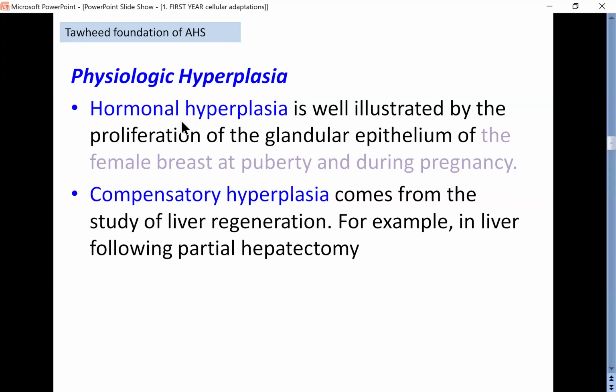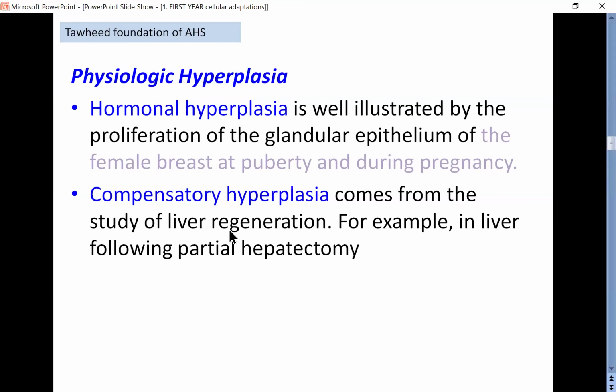So hormonal hyperplasia is usually seen in the glandular epithelium of the female breast during puberty. During pregnancy, we have already seen the increase in the size of the uterus, the smooth muscle hypertrophy. The same tissue will undergo hyperplasia also. So during pregnancy, the uterine muscles undergo combined hyperplasia as well as hypertrophy. We have one more example, which is compensatory hyperplasia.